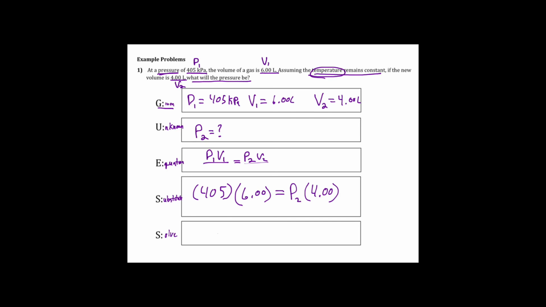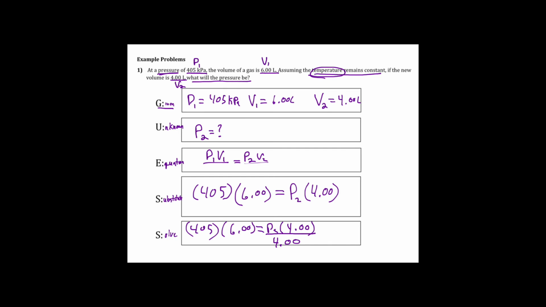Now, the solve part is where you then rearrange the equation to solve for it. So the way that works is we have 405, 6.00, and how we solve for this is we need to get P2 by itself. Well, how do we get P2 by itself? Whatever is happening to P2, you need to do the opposite. Notice how we are multiplying by 4.00. What's the opposite of multiplying by 4.00? We are dividing by 4.00.